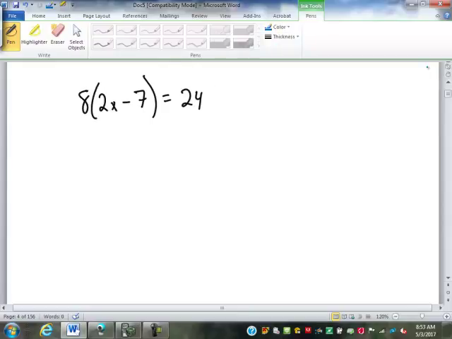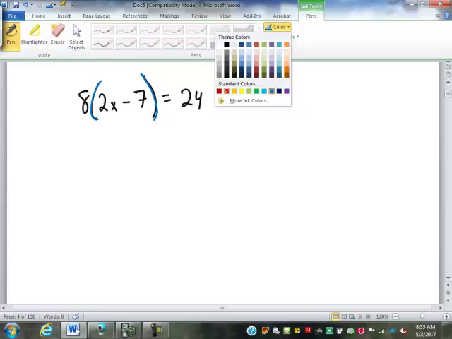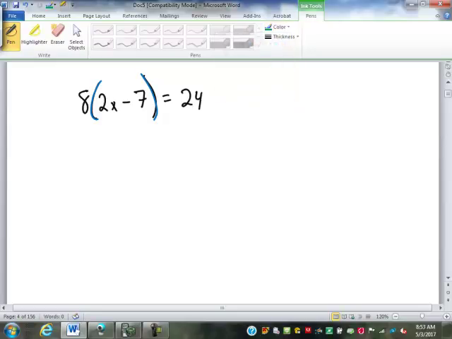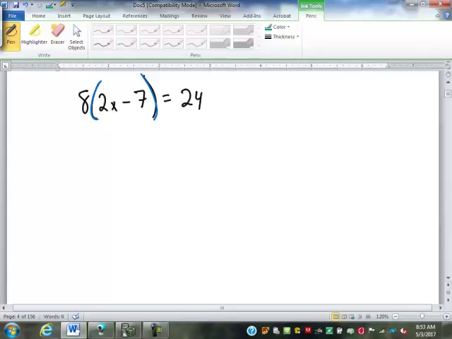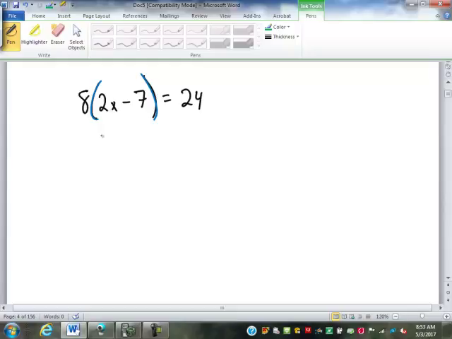Of course, what looks different here is the parentheses. Anytime we see parentheses, it should scream at us: do something here first. When we see those parentheses, we've got to check two things. The first thing is, is there anything that needs to be done inside those parentheses? Well, inside the parentheses, I have 2x minus 7. Can I combine anything in there? No. Nothing I can do inside those parentheses. Second question: is there anything that needs to be done to the parentheses? And here the parentheses are being multiplied by 8.